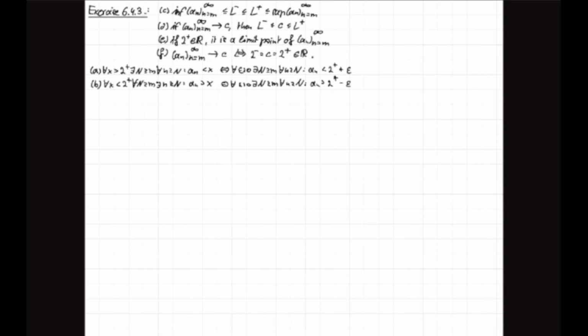And I wrote them down here for the case with the supremum, but in a quite different form. Instead of writing for all x greater than L, I write for all epsilon greater than 0. That has the advantage that we can write L plus in the definition, and this will be useful.